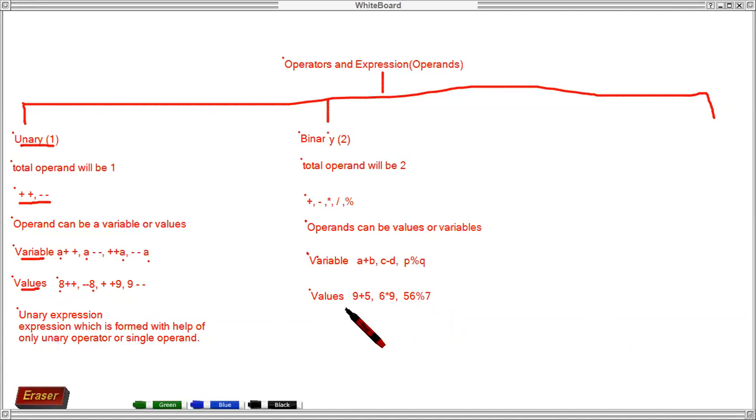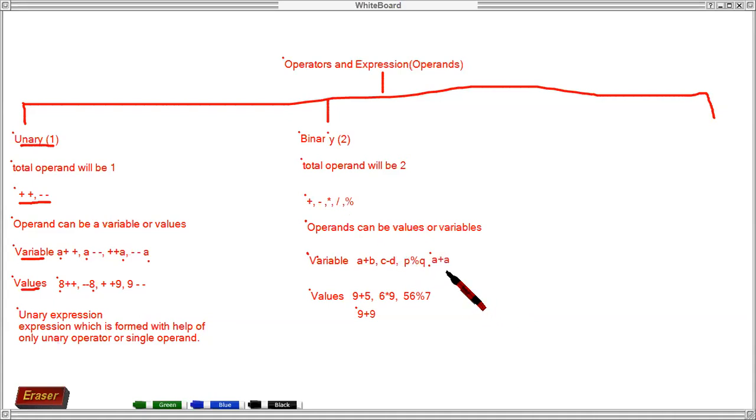If I repeat this example, 9 plus 9, this is again a binary expression because there are two values, that is 9 and 9. Don't take it as a single expression because both values are the same. You may think, sir, if we store the value 9 in some variable and write a plus a, it's not like that. When you write a plus a, you are using the variable a two times.